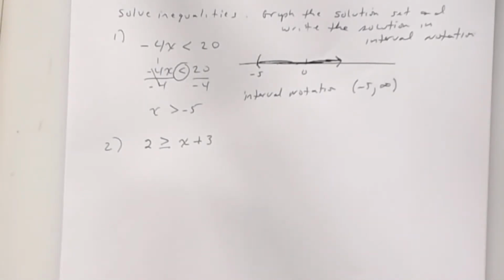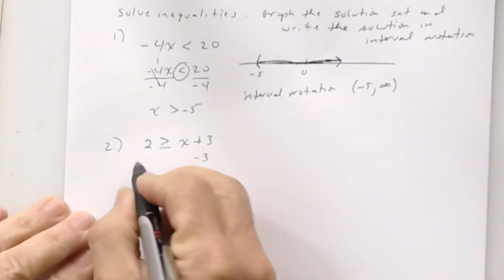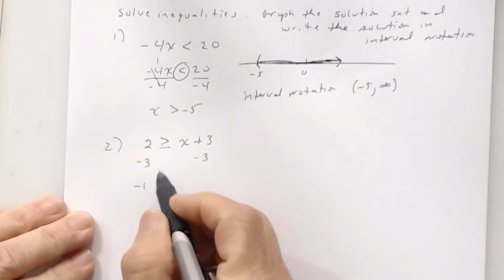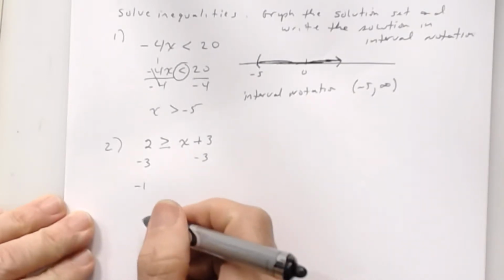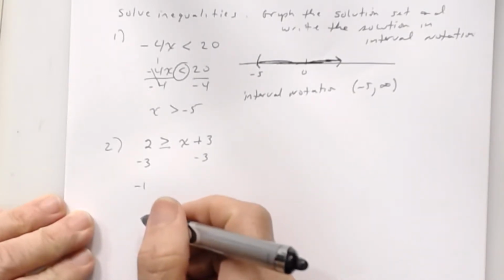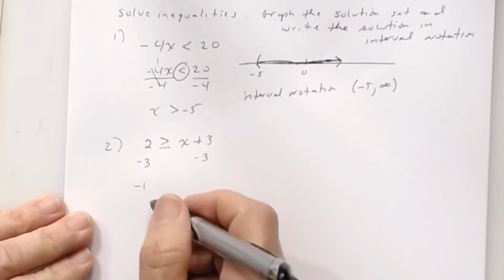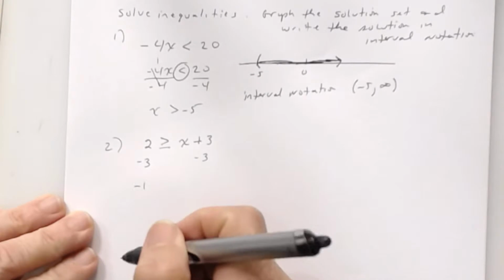Subtract 3 from both sides. So let's do that. Let's subtract 3 from both sides. When I subtract 3 from both sides, what's 2 minus 3? Negative 1. I'm going to ask you this: do I need to reverse the inequality symbol? No. Only if you divide or multiply by a negative number. I'm not multiplying or dividing by a negative number. I'm adding a negative number to both sides.